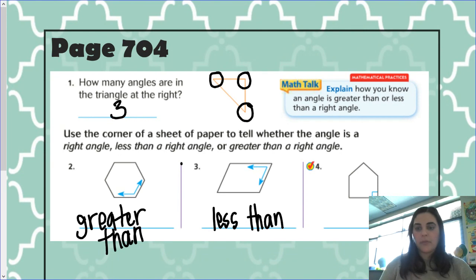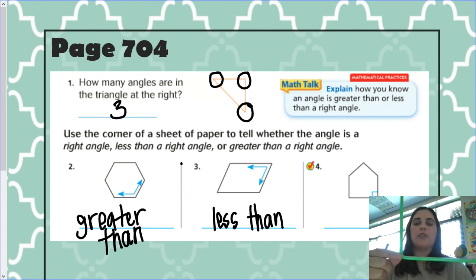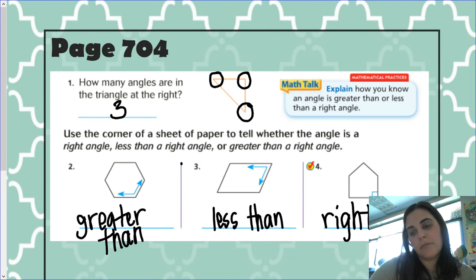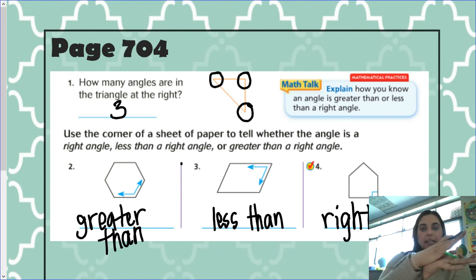And then number 4, right away, I know that this is a right angle because it has that little square. When you see that shape where 2 line segments meet, you know it's a right angle. But just to be sure, take your straw, make it that perfect corner, and then match it in your book, and it should be a right angle. So we're looking at these angles to see, is it greater than a right angle? Is it less than, or is it a right angle?